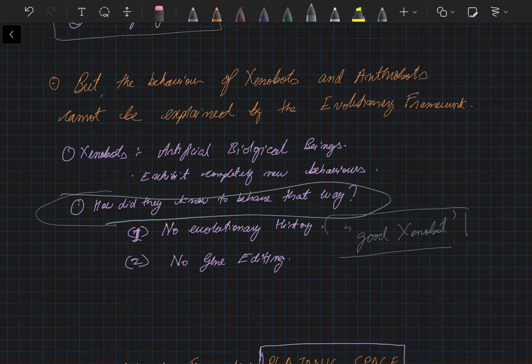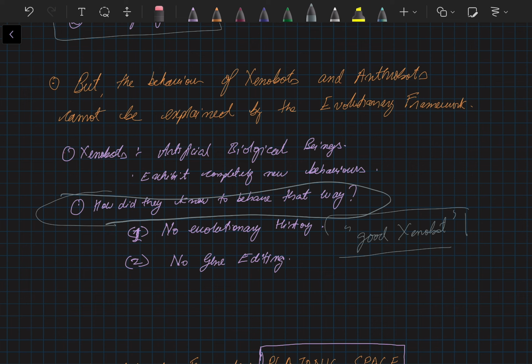So, as per the conventional explanation, if complex biological behavior is strictly the result of a long history of environmental selection and evolution, how do we explain artificially created creatures, that is, the xenobots? How do we explain artificially created creatures that have zero evolutionary history but still possess highly specific and new behaviors right out of the box?